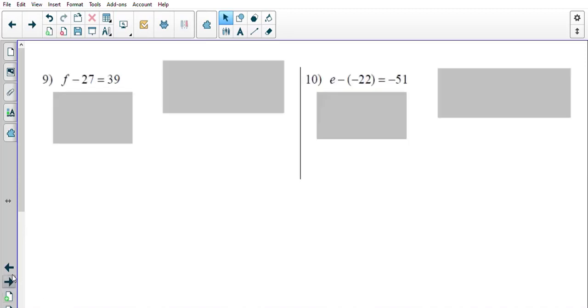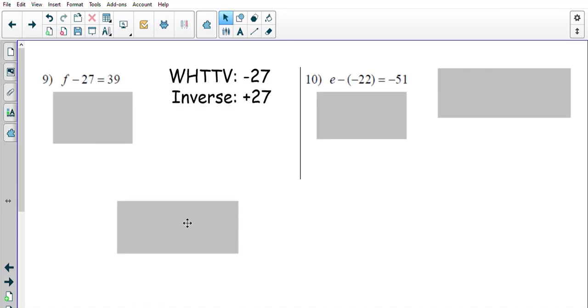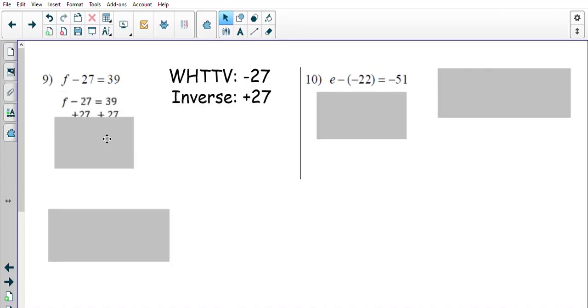All right, next to number 9, f minus 27 equals 39. What's happening to the variable is we're subtracting 27. The inverse of that is to add 27. So let's show that to both sides. Again, this is going to cancel out on the left-hand side. So what you plug into your calculator is 39 plus 27. We should end up getting a solution of f equals 66.